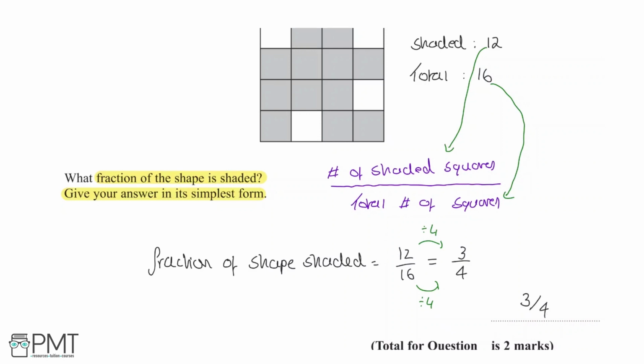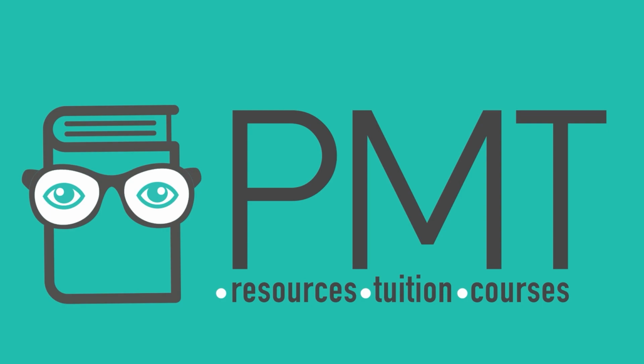So this question is worth 2 marks. The first mark comes from getting an unsimplified answer of 12 over 16, as we have done here. And the second mark comes from getting the correct fully simplified answer. Sorry, second mark, like that.